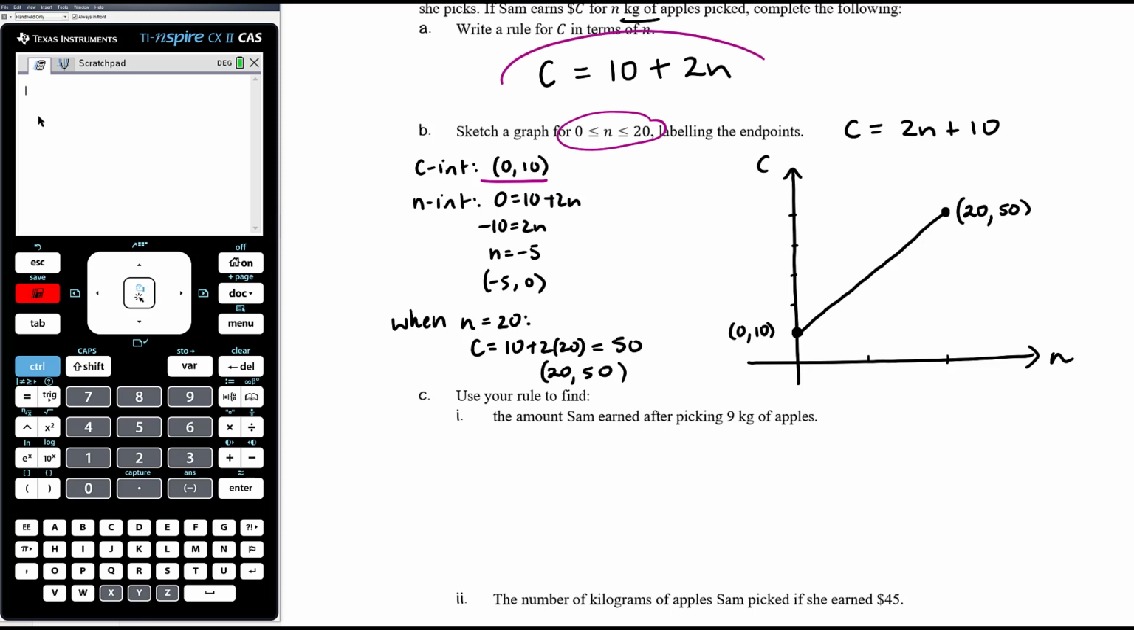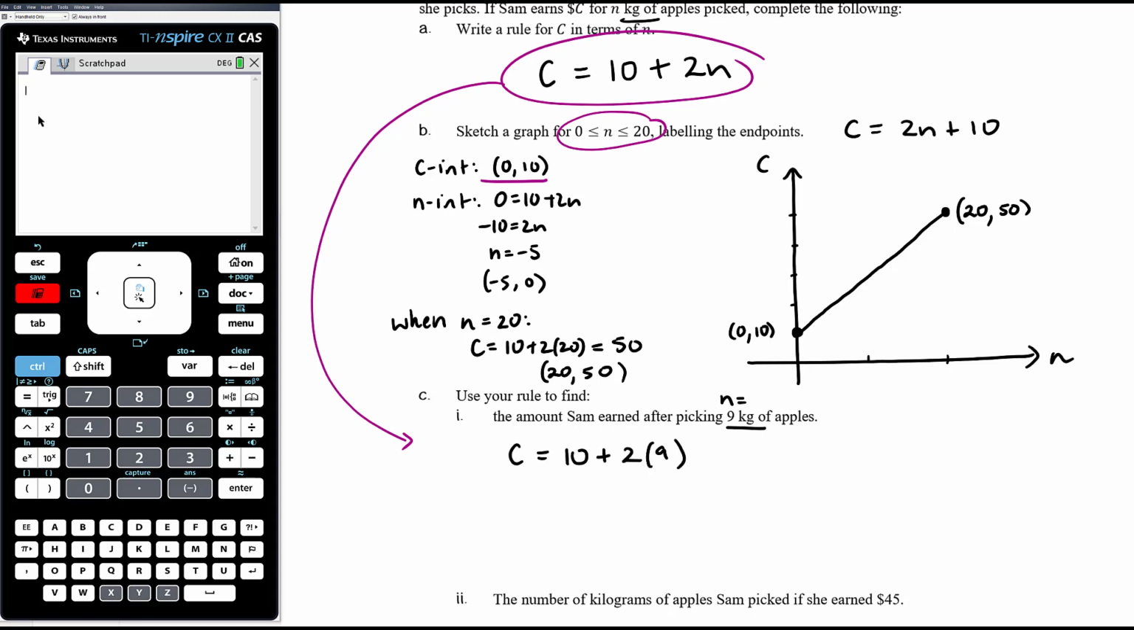Okay, use your rule to find the amount that Sam earned after picking 9 kilograms of apples. Okay, so here's our rule. Our rule connects the amount she earns with the number of kilograms. So this is about simply substituting. This means n will equal 9. So it's c equals 10 plus 2 times 9, which is 10 plus 18, which is 28. So therefore, Sam earns $28 on the day that she picks 9 kilograms of apples.